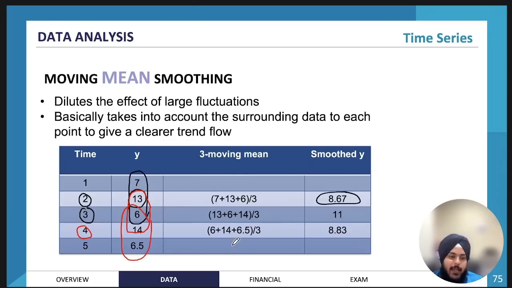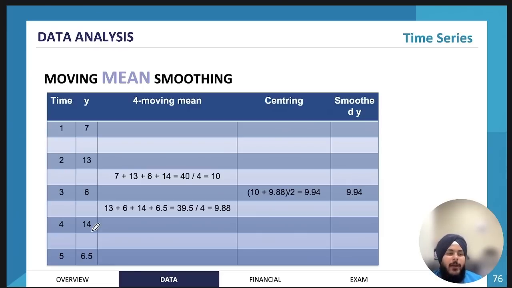So I hope that makes sense. Essentially what we're doing is averaging all the values. For example, we're averaging the value 4, but we're considering the two values surrounding it because it's a 3 moving mean. If it was a 5, then we would consider 5 values, or 2 values either side of the value that you're calculating.